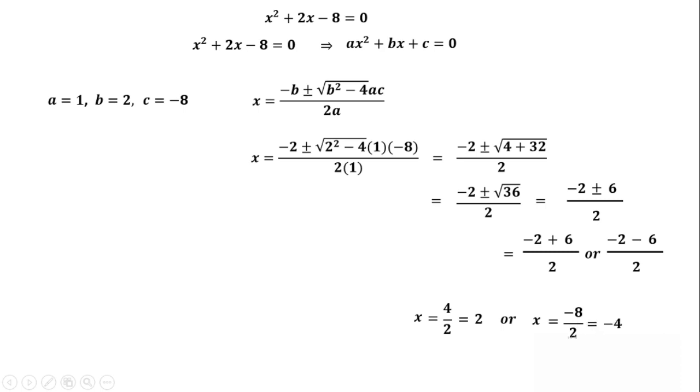And negative 8 over 2 is equal to negative 4. So therefore the roots of the equation x squared plus 2x minus 8 equals 0 are x is equal to 2, or x is equal to negative 4.